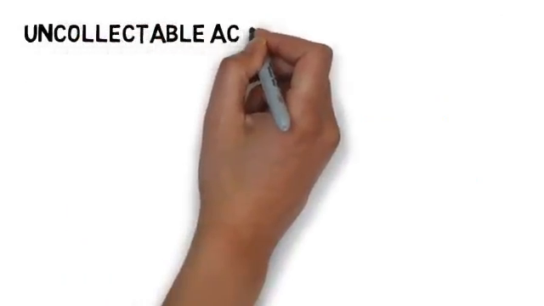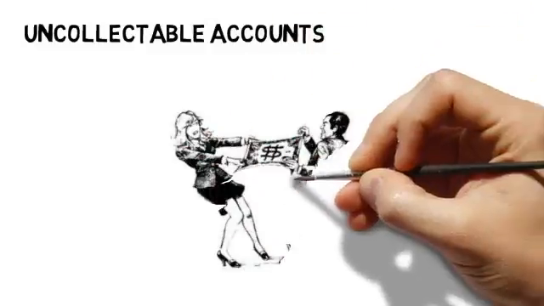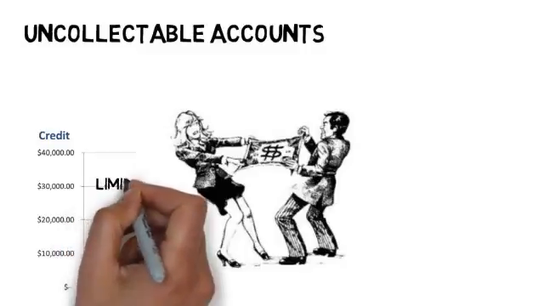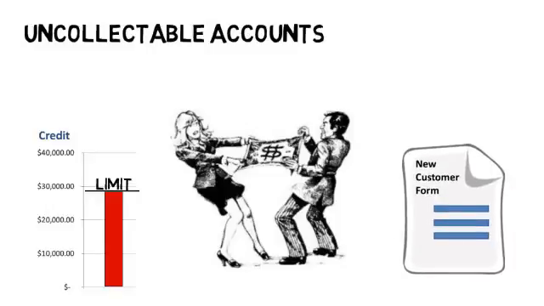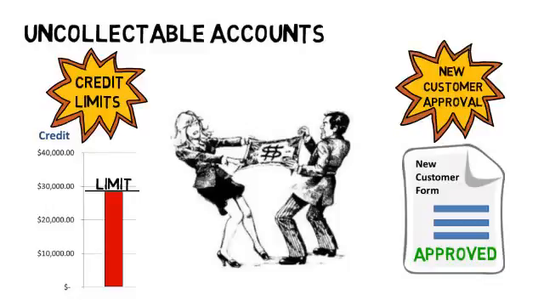Another threat is uncollectible accounts. This basically is when a customer can't pay for the order they've made. Now with existing customers, we'll put a limit on their credit, only allowing them to make orders that we think they can pay for. With new customers, we'll require that they have to be approved before we'll take any orders. So to prevent uncollectible accounts, we use credit limits and new customer approval.